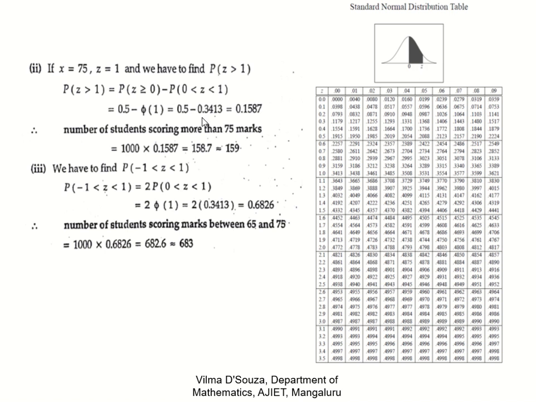What is phi of 1? Already we have seen it here. Phi of 1 is 0.3413, so this equals 2 times 0.3413. Simplify: 0.6826. This is the probability of x varying from 65 to 75. You need the number of students scoring marks between 65 and 75, so you multiply this probability by 1000. So you get 682.6, or equivalently 683.